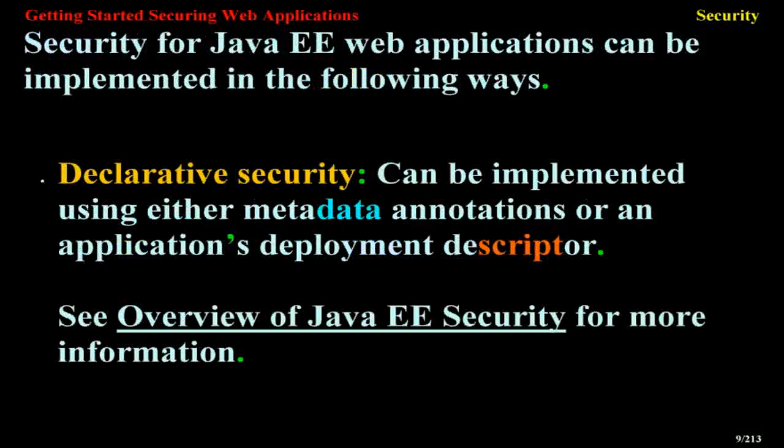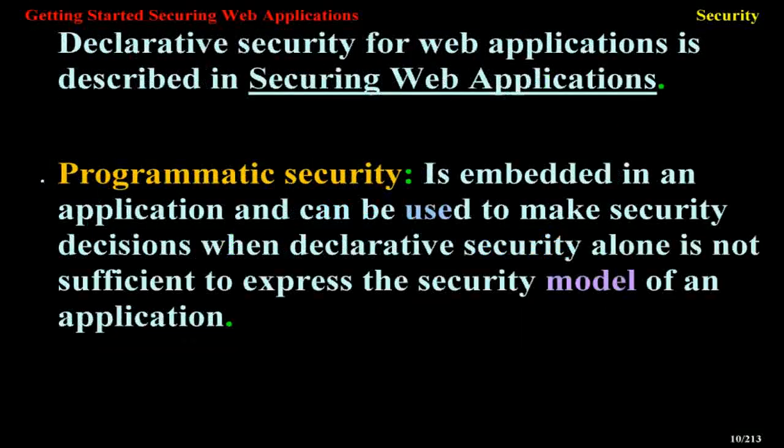Security for Java EE web applications can be implemented in the following ways. Declarative security can be implemented using either metadata annotations or an application's deployment descriptor. See Overview of Java EE security for more information. Declarative security for web applications is described in Securing Web Applications.